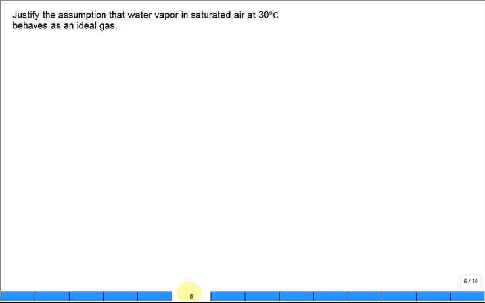Justify the assumption that water vapor in saturated air at 30 degrees C behaves as an ideal gas. How do we justify an assumption that something behaves as an ideal gas? Forget it's water vapor. How did we justify that carbon dioxide at this pressure and temperature could be treated as an ideal gas? Your prior knowledge. How would you have done that? Justify that some mixture, sulfur hexafluoride, something, is an ideal gas at this temperature and pressure. How would you do that?